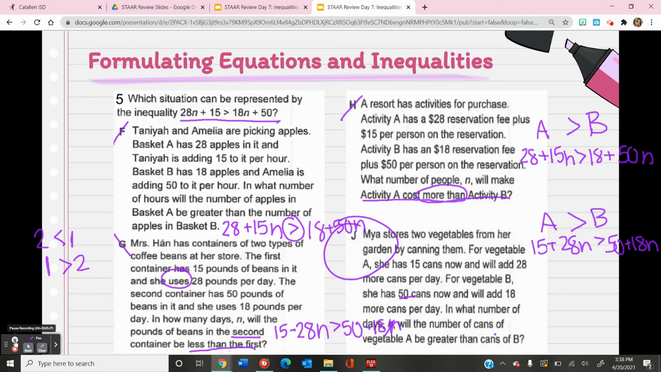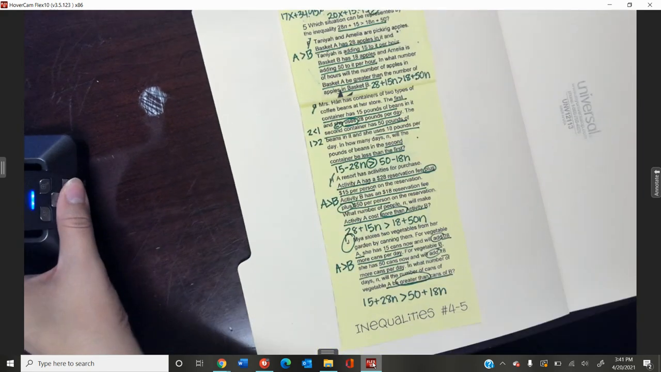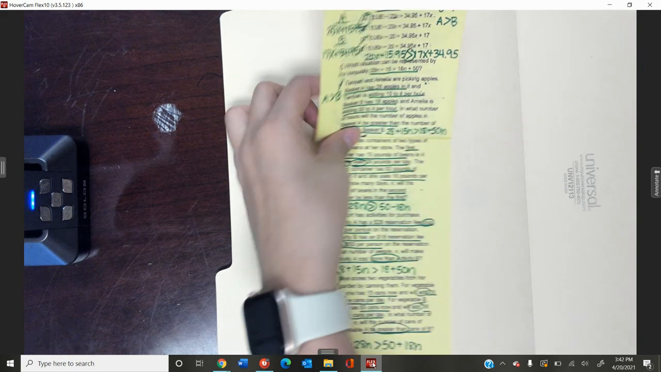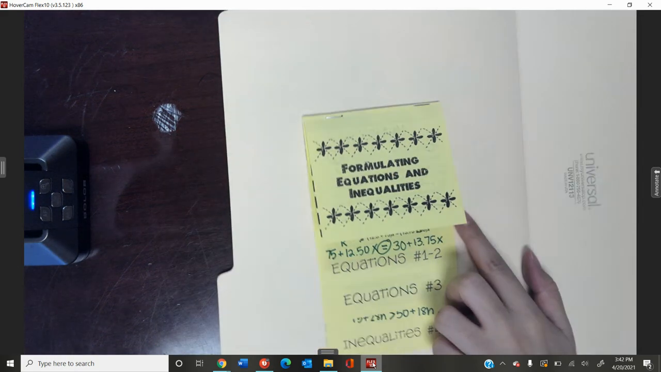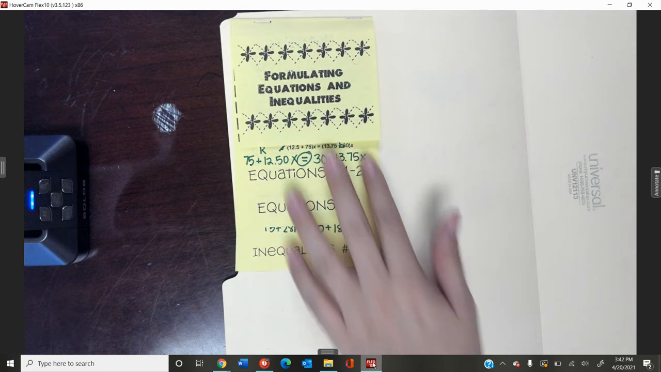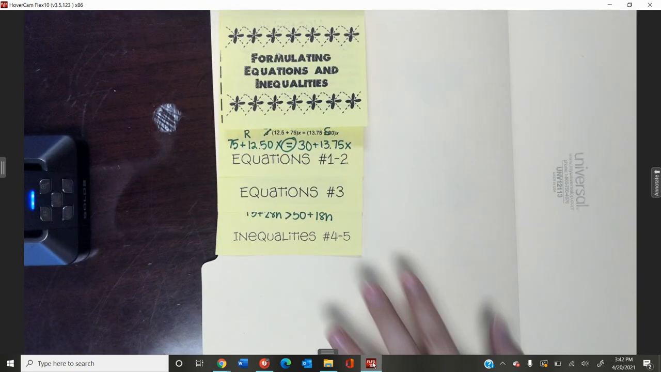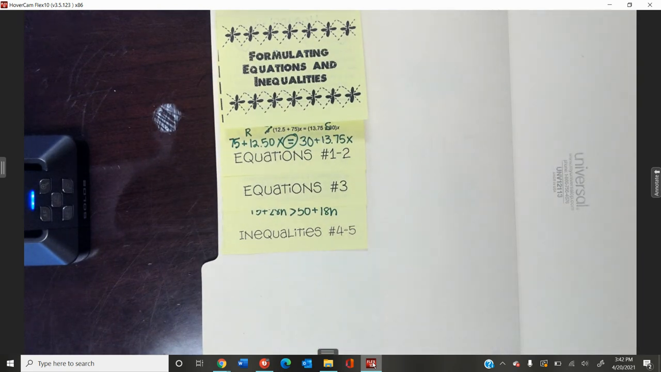Now going and looking at our foldable, this is everything you should have written down for number 5. Okay, so if you have everything written, again, your answer was J. That was your foldable on formulating equations and inequalities. And again, this does go on page 7 at the very top. It should already be glued.